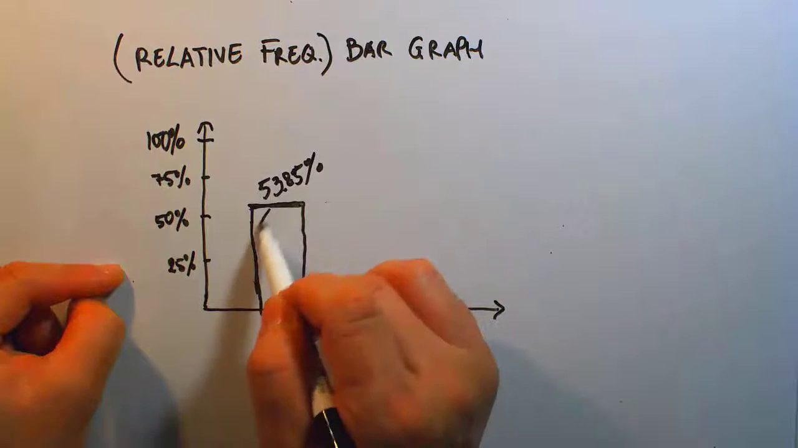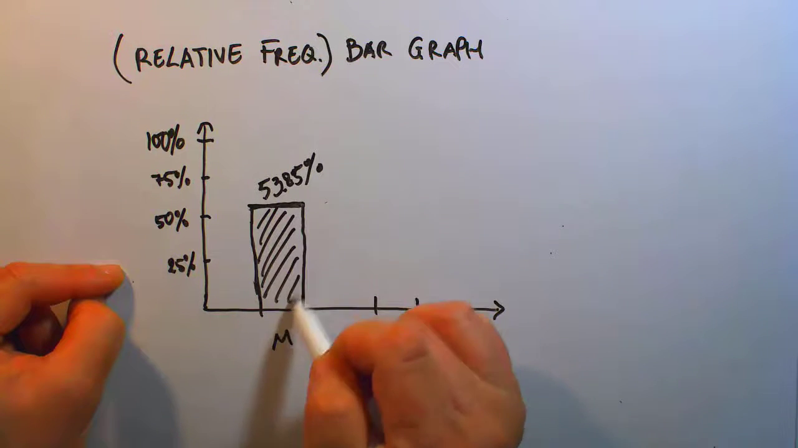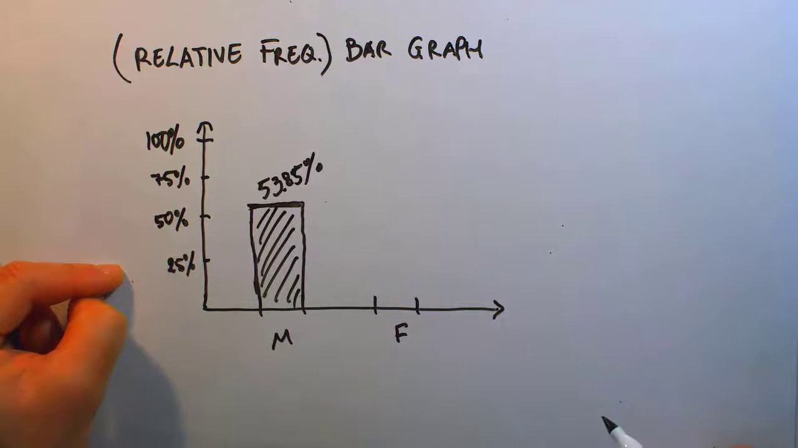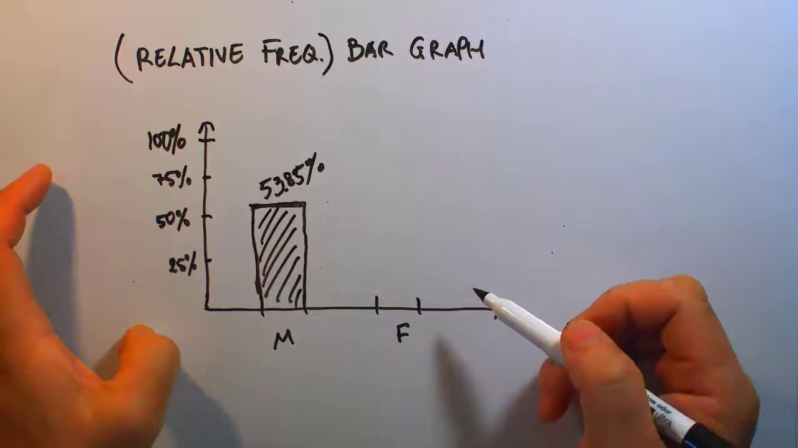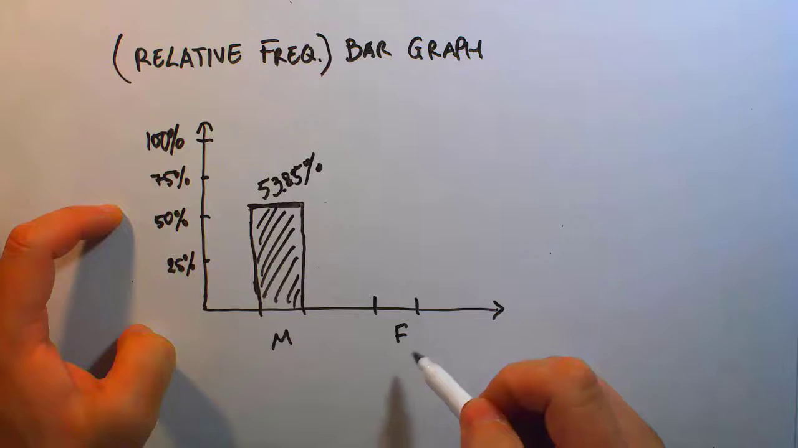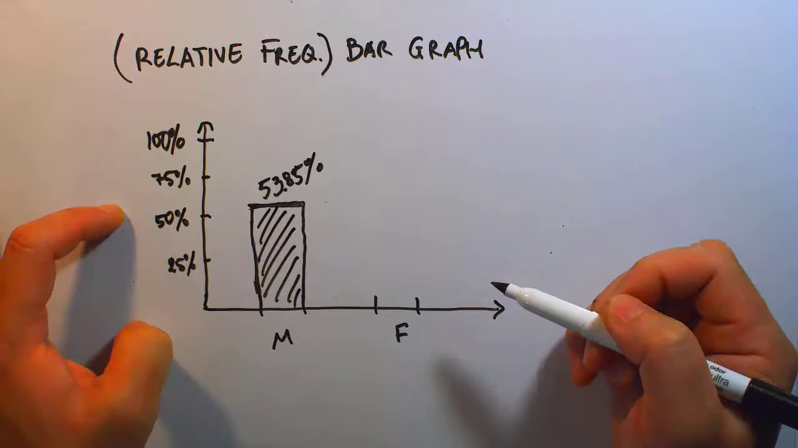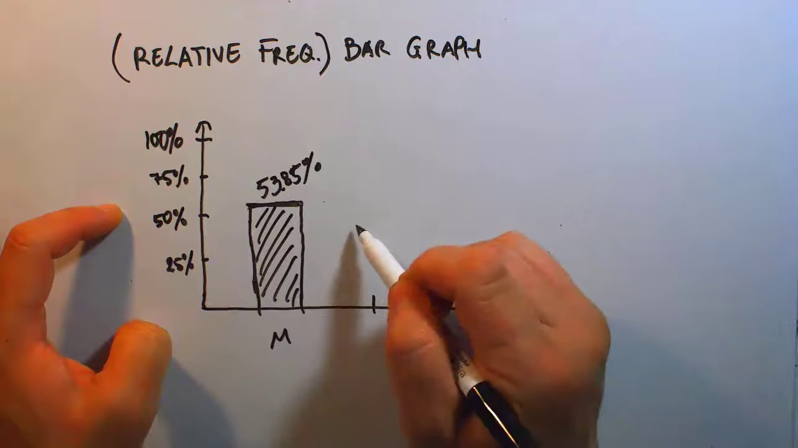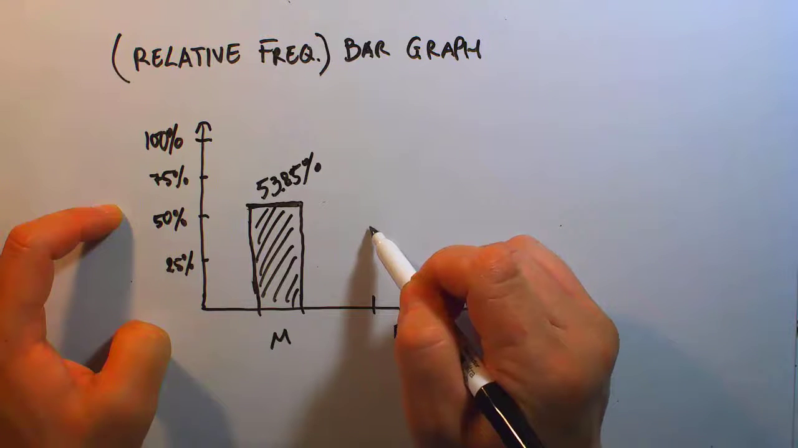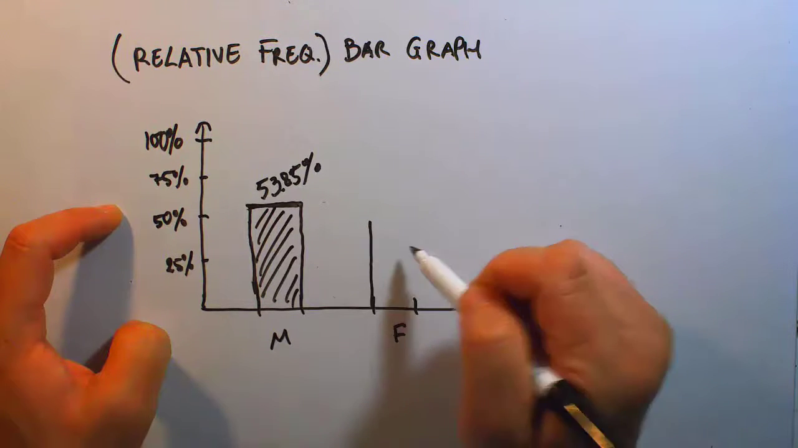Okay, and so make a shade to assist your reader. And that's my male column. And then my female column also has some height, but this time the female is only 46.15% in my data. So 46 is slightly below, in a zoomed out scale.